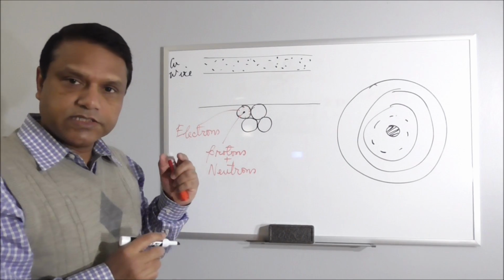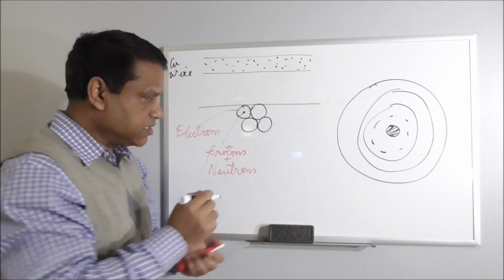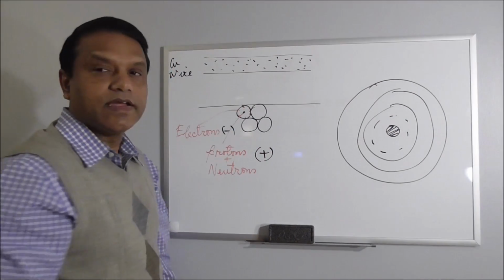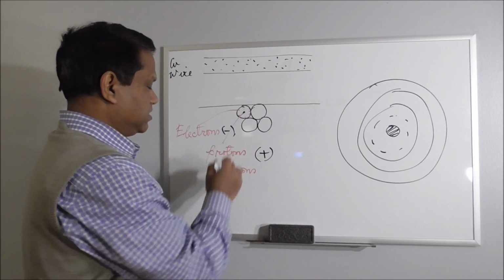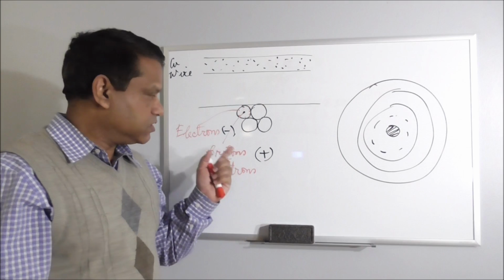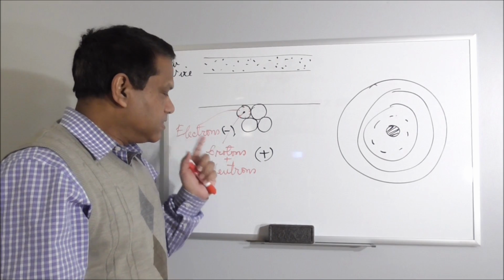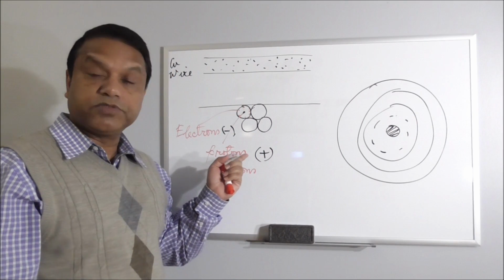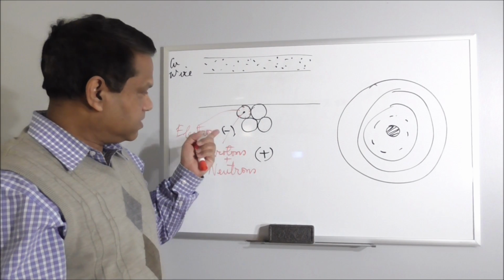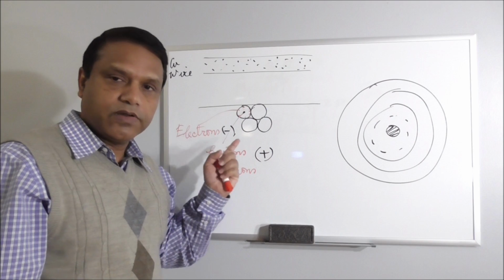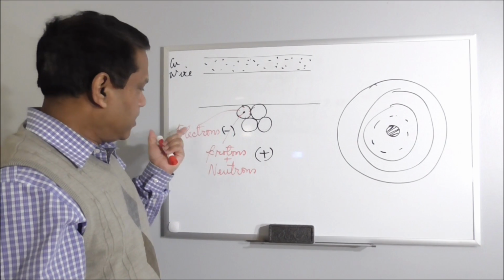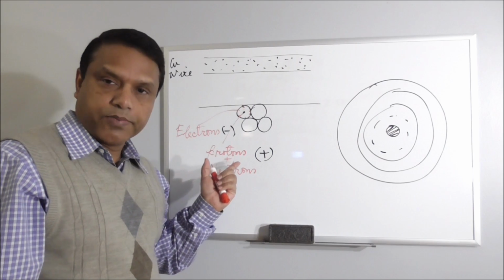But the nature of charge is protons have positive charges, electrons have negative charges, and they are equal in amount. The amount of charge an electron has is same as the amount of positive charge a proton has. So just their signs are different, opposite, but the amount of charge is same for electron or a proton.